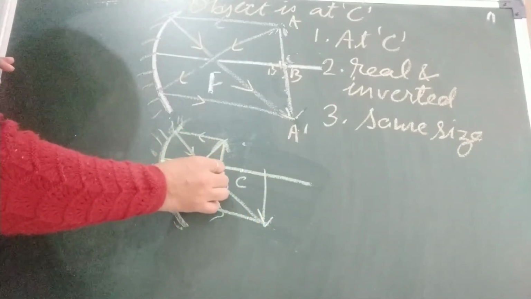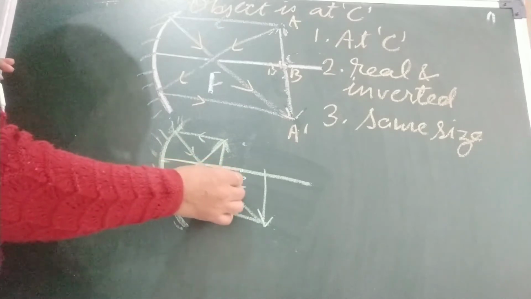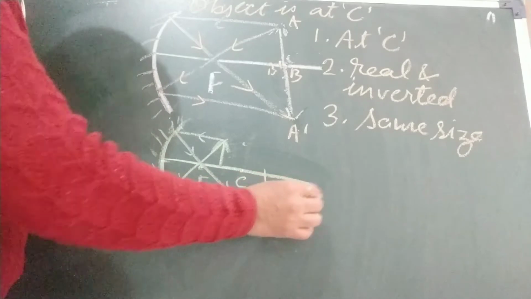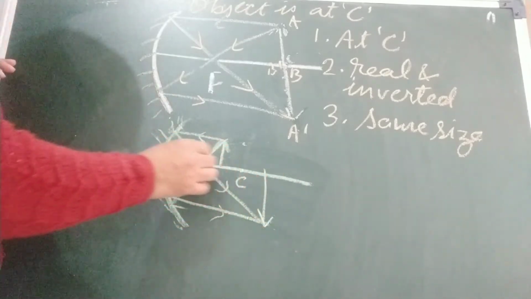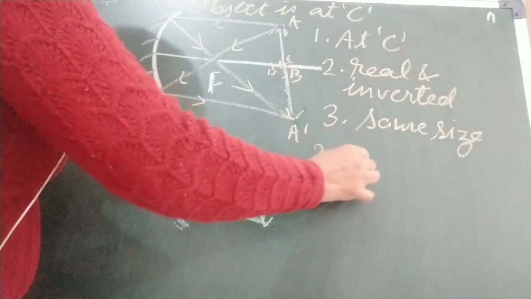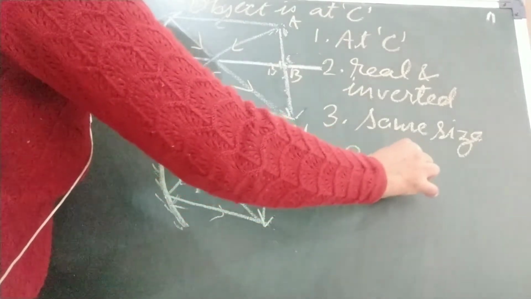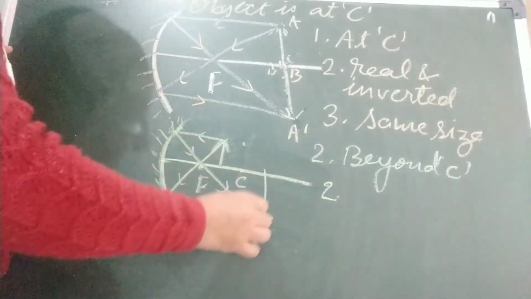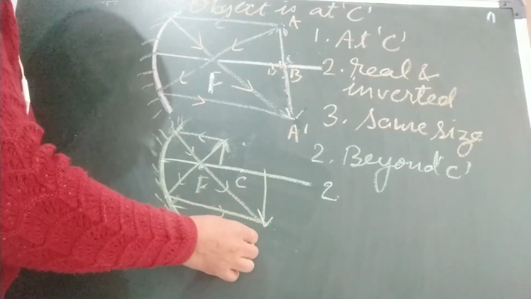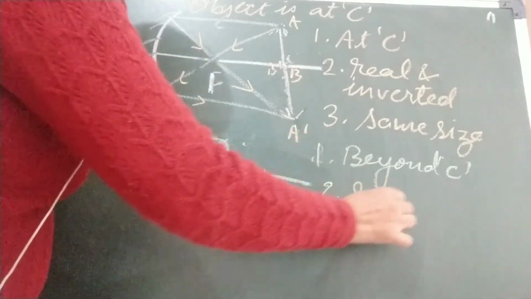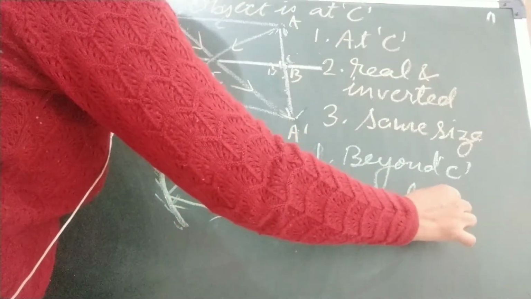Yes. When we are shifting the object this side, we are seeing our image is shifting the other side. So when the object is between F and C, the image is formed beyond C. Beyond C. Second thing, again real and inverted. We can get it on screen. So it is real and inverted.